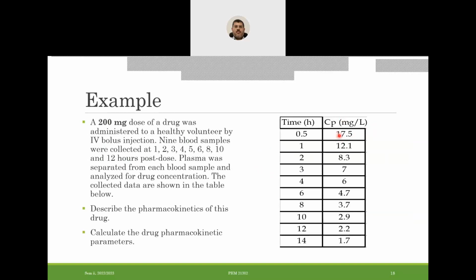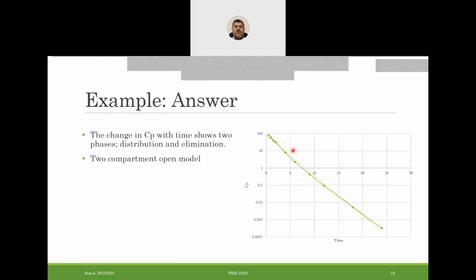The concentrations here start from 17.5. So we'll plot it later. This plot is not accurate. Suppose that the value does not increase more than here. So we will plot it again in the practical, then we'll see.